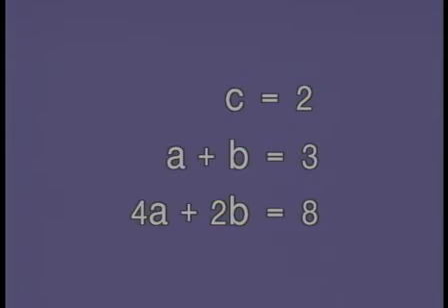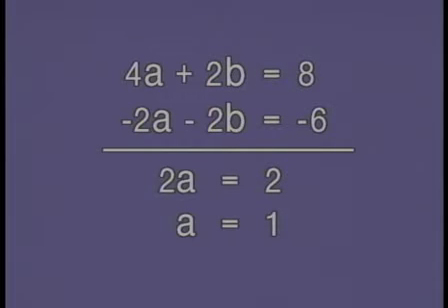So let's do that. And in the next visual, we see we've taken the equation that originally was in black, and we've written it, 4a plus 2b equals 8. We've taken the other equation, a plus b equals 3, and multiplied each term by negative 2. Negative 2a minus 2b equals negative 6. And then we've added the two equations up, eliminating the b's. 2a equals 2. A must equal 1.